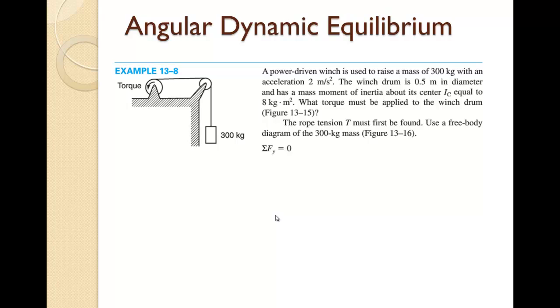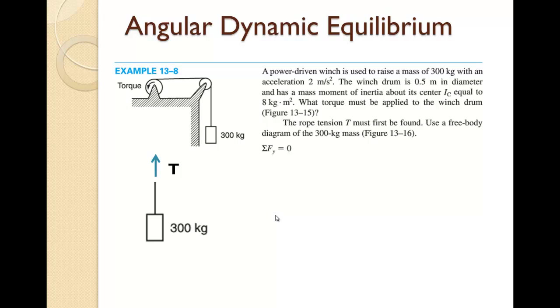It says a power-driven winch is used to raise a mass of 300 kilograms with an acceleration of 2 meters per second squared. The winch drum is 0.5 meters in diameter, and that's located on the left where you see the word torque, and has a mass moment of inertia about its center, I sub c, equal to 8 kilogram meters squared. So what torque must be applied to the winch drum, which is figure 13-15? What we need to find first is the rope tension T. Using a free body diagram of the 300 kilogram mass, or figure 13-16, what we're going to do is sum of the forces in the y equals 0.